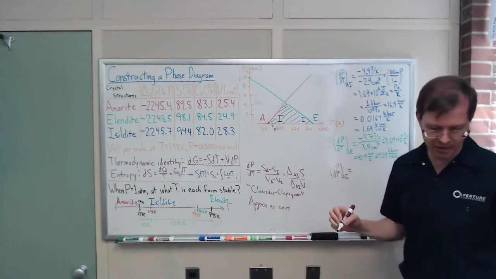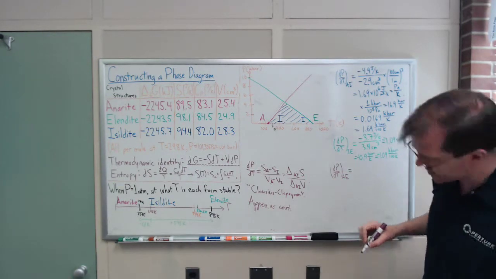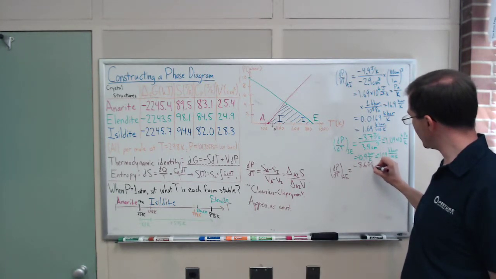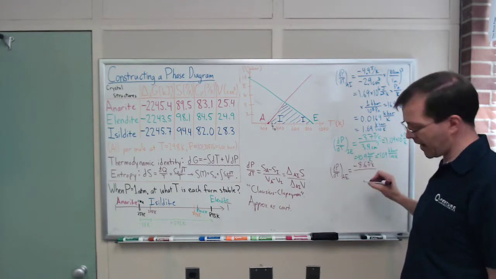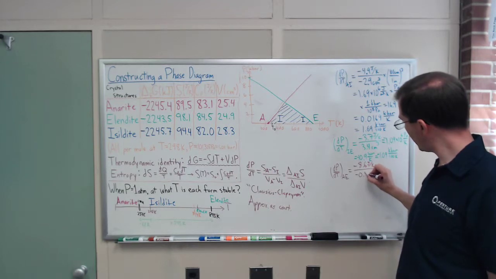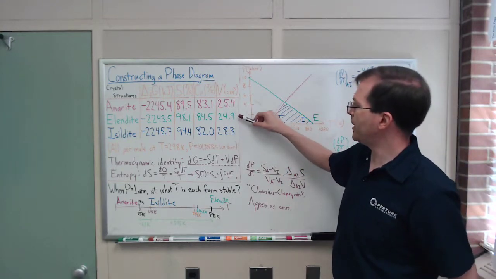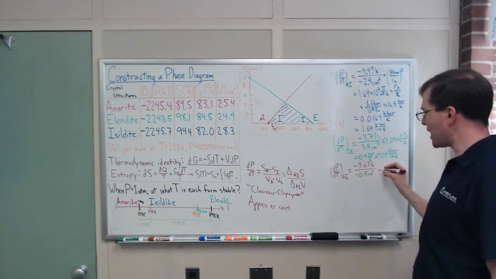And there I can do the same calculation. I wrote this down earlier. I've got this somewhere. Minus 8.6 joules per Kelvin. Is there a difference in entropy? And minus 0.5 cubic centimeters. Is there a difference in volume? They have very similar volumes. The anorite and elendite volumes are very close together. So that's a positive slope.